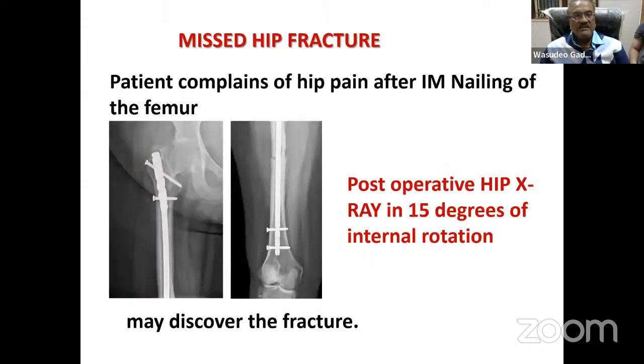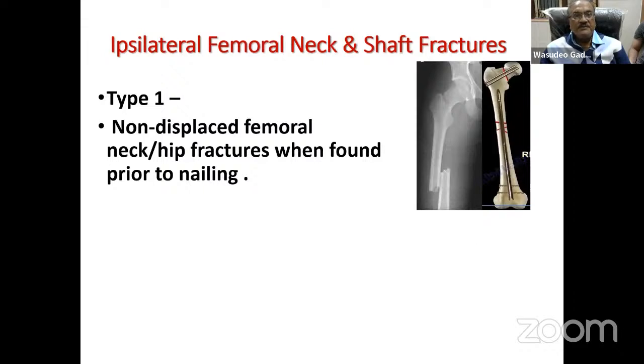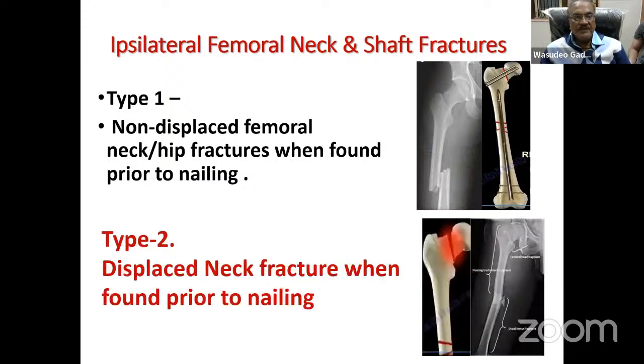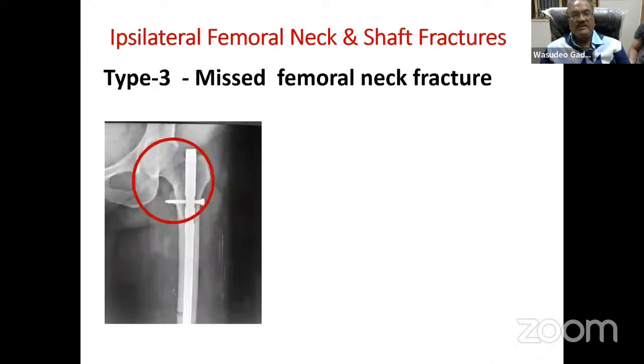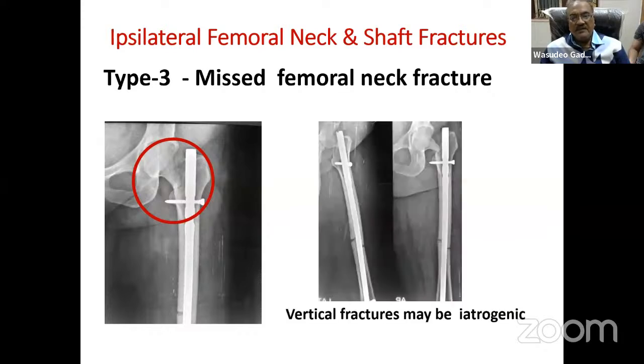So in missed hip fractures, the patient complains of pain after nailing of the femur; a post-operative hip x-ray in 15 degrees of internal rotation may discover the fracture. These are the types. Type 1, non-displaced femoral neck fracture found prior to the nailing. Type 2, displaced neck fracture found prior to the nailing. Type 3, missed fracture of the femoral neck revealed after the nailing. Mostly it is a vertical fracture, may be iatrogenic during the nailing, as you can see here. Previously it was not seen, but after nailing it was revealed. There may be a concealed fracture which has been displaced because of the hammering of the nail.